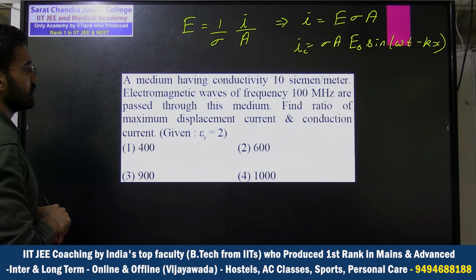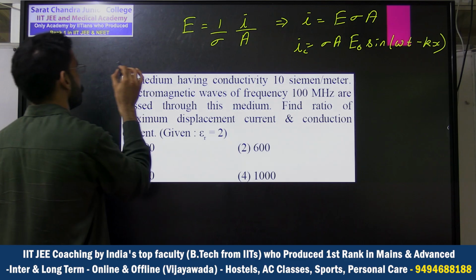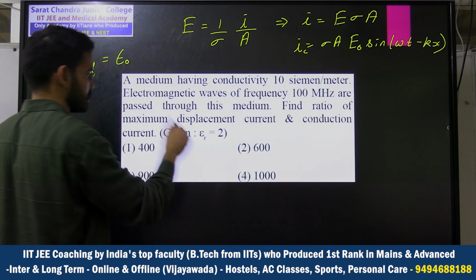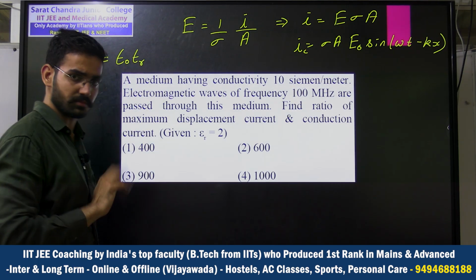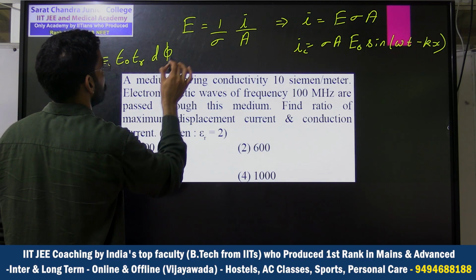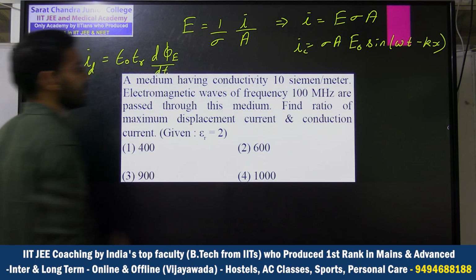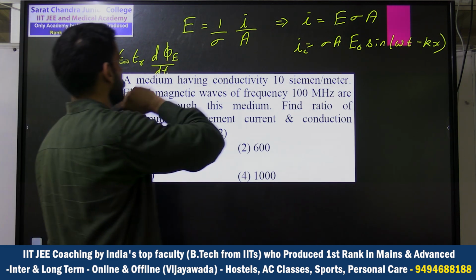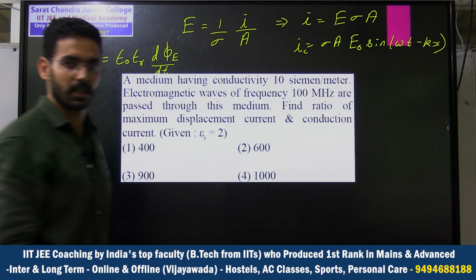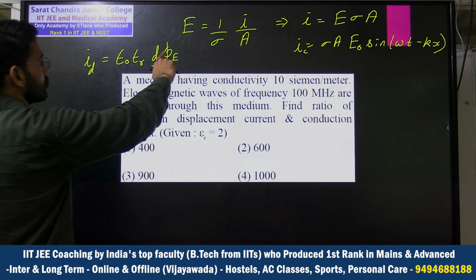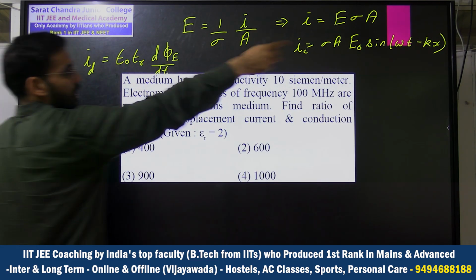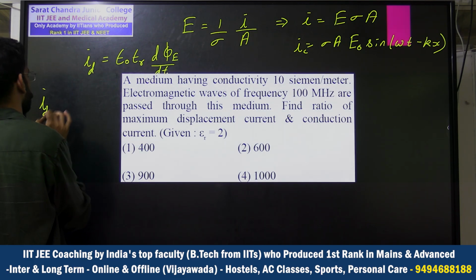Getting my point? Now we come to displacement current. If you remember, displacement current ID is epsilon naught; here the medium is different, so epsilon naught epsilon r will come, and then d phi E by dt. Phi E, the flux, is electric field E naught sine omega t minus kx multiplied by area A. A will come outside without differentiation, E naught will come, and differentiation of sine omega t minus kx gives cos, and omega will also come out.